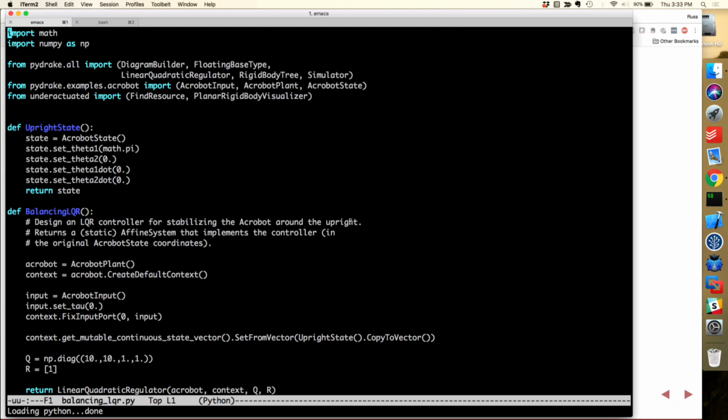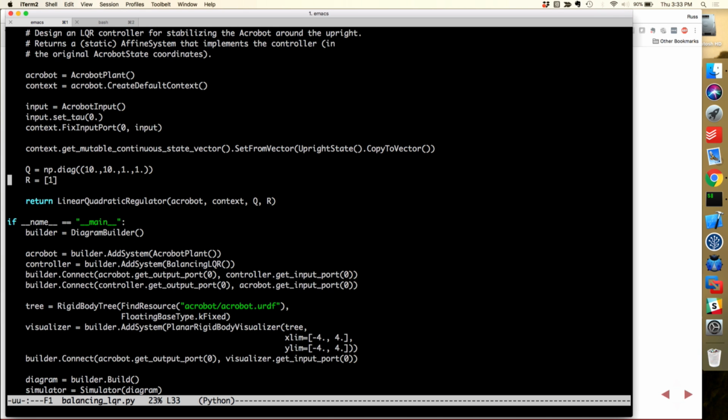So, I set the upright state to be theta 1 at pi, 0, 0, 0, right? And then I just set the input to be at tau 0. There's a little bit of machinery to just, in the block diagram world, say, okay, you wired the input to 0.